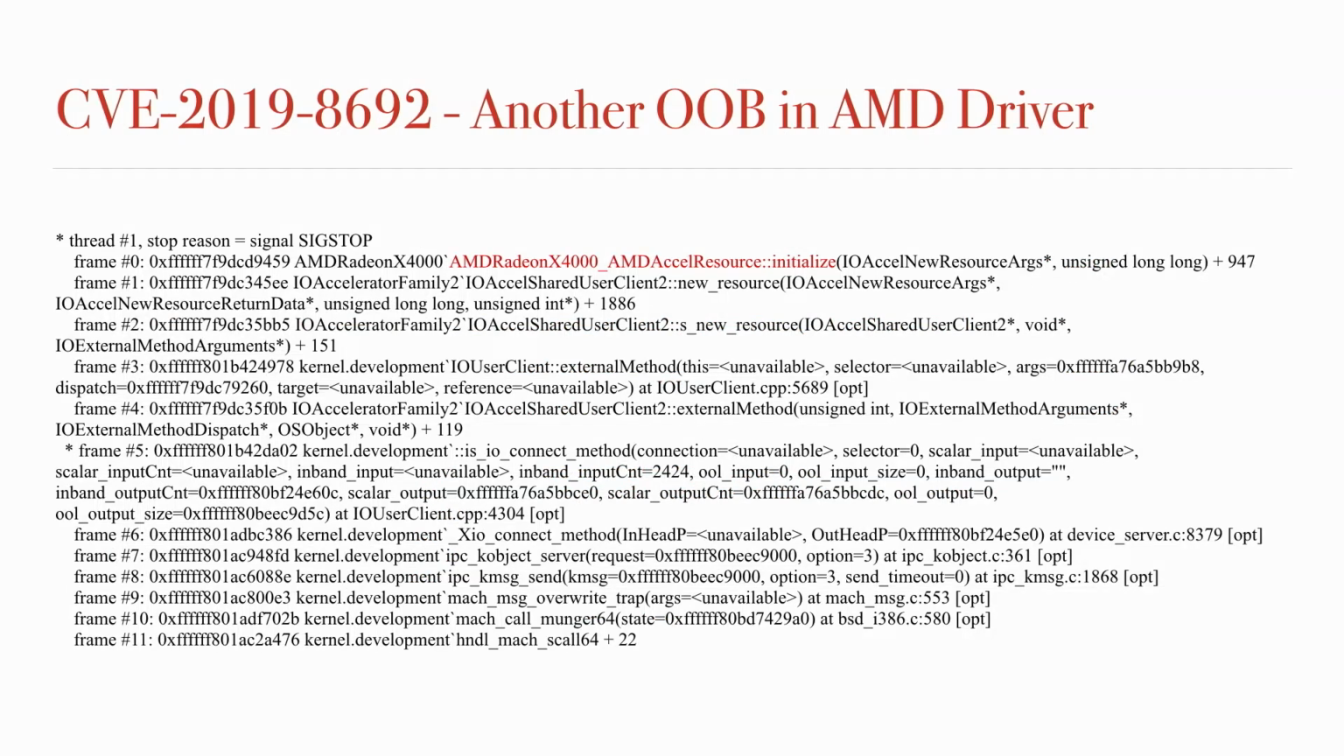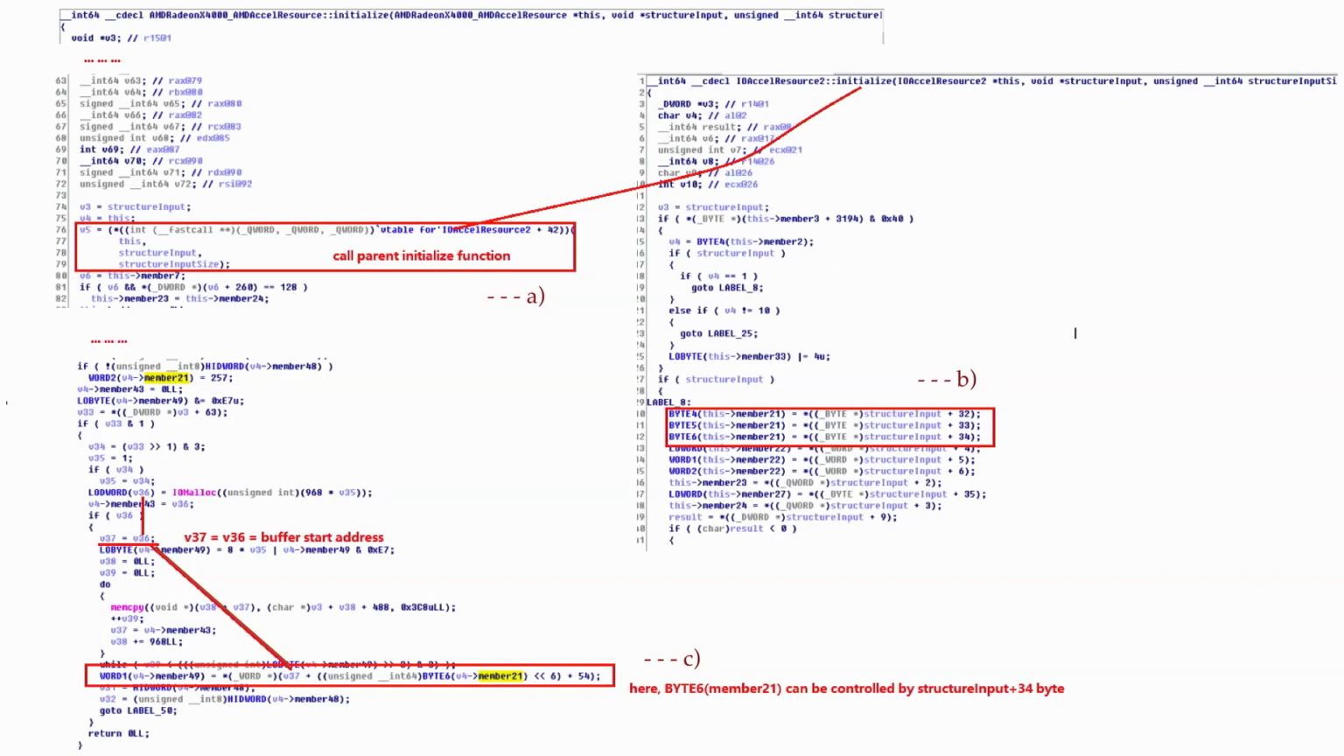Here is another OOB bug found in this function. Actually, this function accepts a structure input buffer whose size is 2424. So if any one bit is not checked properly, it may result in a vulnerability.